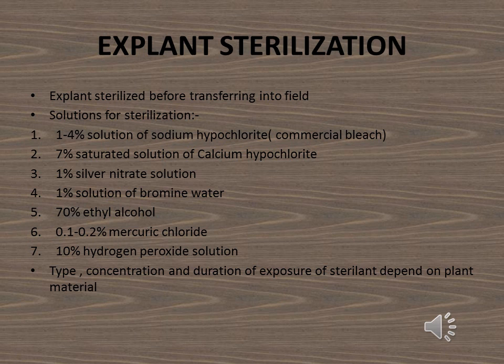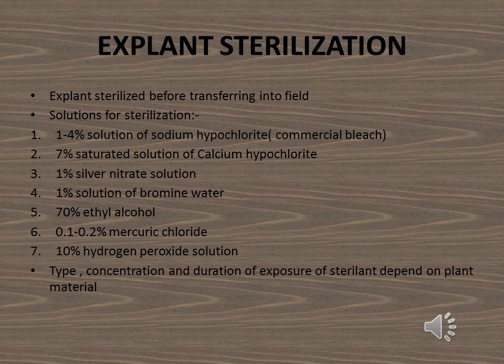Sterilization of explant. All the explants are sterilized before transferring onto the medium. A suitable size explant is sterilized by any one of the following solutions. First is 1 to 4% solution of sodium hypochlorite, that is commercial bleach. Second, 7% saturated solution of calcium hypochlorite. Third is 1% solution of nitrate solution. Fourth is 1% solution of bromine water.